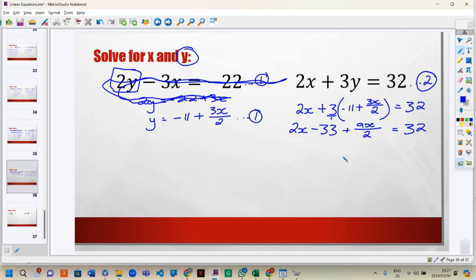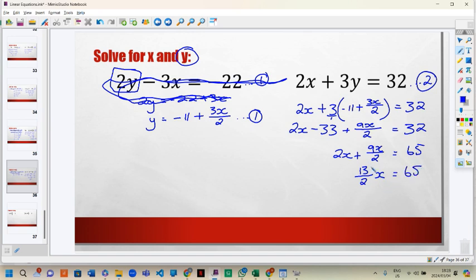Now I want to get all my x's one side, all my numbers to the other side. So let's keep this. We've got the 2x plus the 9x over 2. I'm going to take the 33 across. So we've got 32 plus 33, which is 65. Let's add these two: 2 plus 9 over 2, which is 13 over 2, if I'm correct. And we've got the x over here equals 65.